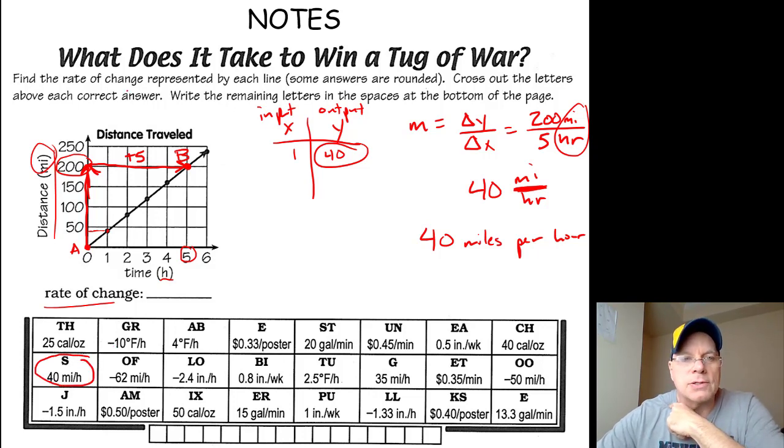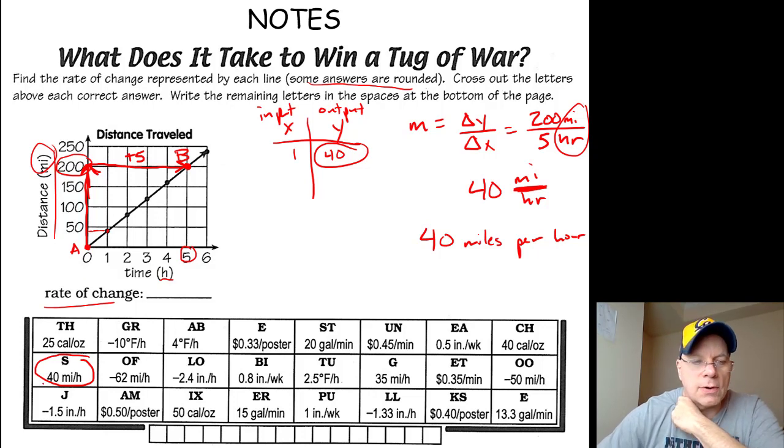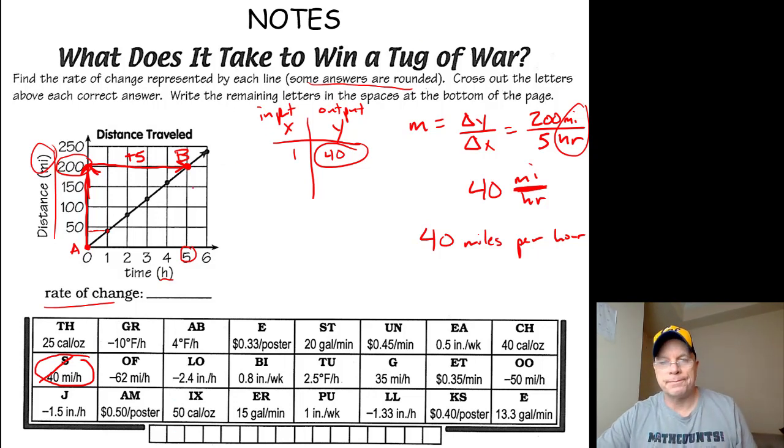Let me read the directions. Find the rate of change represented by each line. Some answers are rounded. Cross out the letters above each correct answer. Okay, so we found 40 miles per hour, so I'm going to cross out the S. This is another one of those puzzles where after we do them all, the letters that remain will answer the riddle. What does it take to win a tug of war?